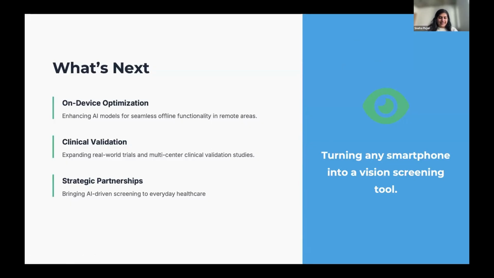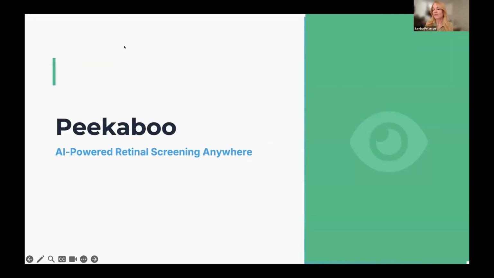Scaling this kind of solution requires working closely with healthcare providers, organizations, and global health initiatives. So our long-term vision is simple: just to turn any smartphone into a vision screening tool, and ultimately to make early eye care accessible to anyone, anywhere. Thank you.